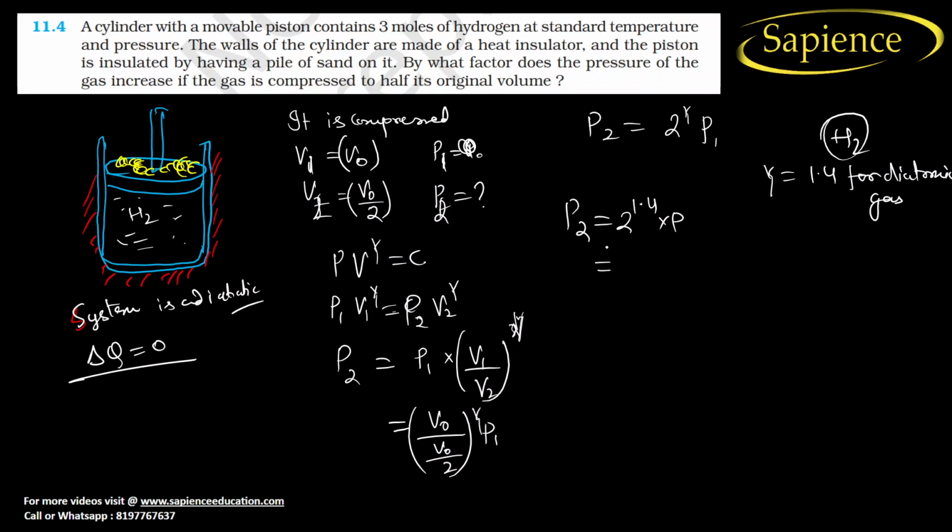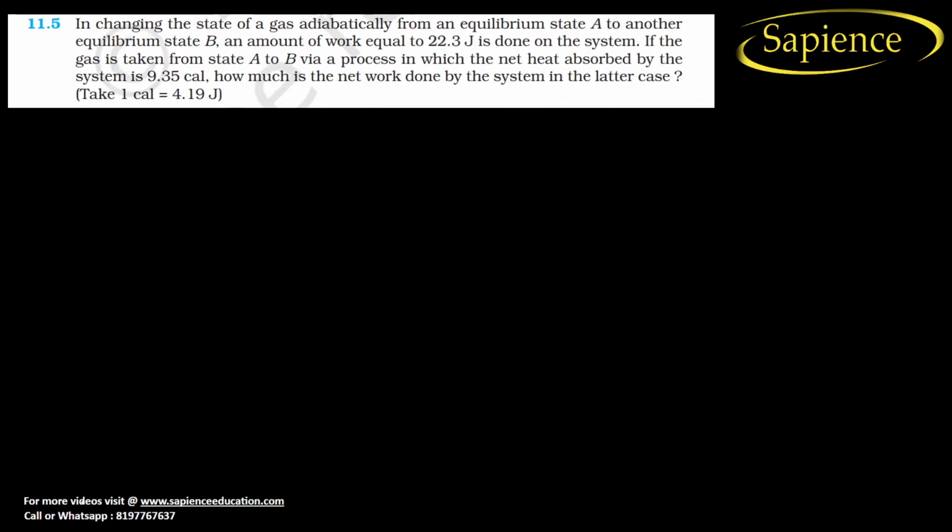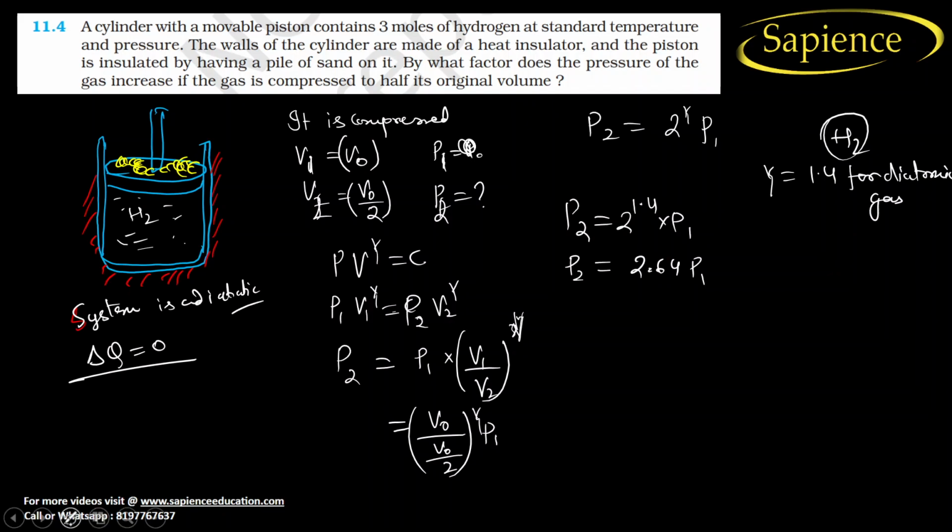So finally, if you calculate it, the result will be approximately equal to, I think 2.46. If we calculate, this will be 2.64 times the initial pressure. This is the desired result. We are expecting this result. So I hope you have understood this. The final pressure will be 2.64 times the initial pressure. I hope you have understood this question.